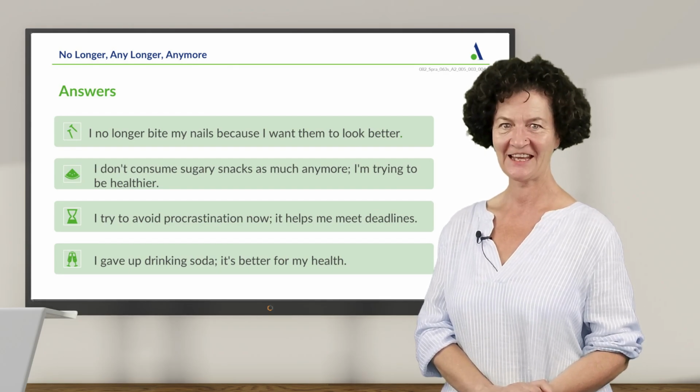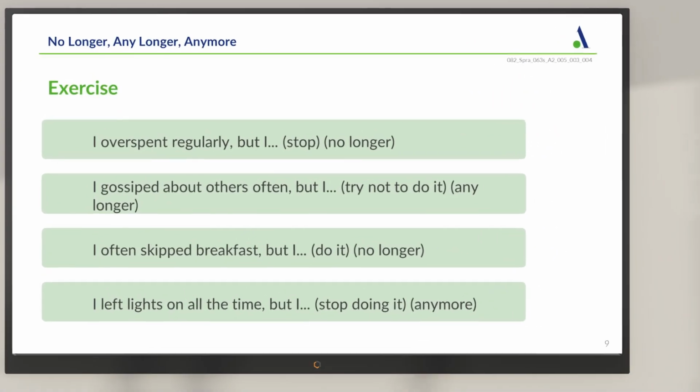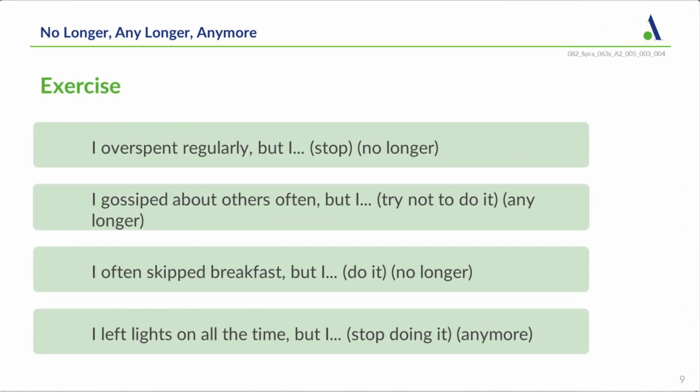Let's try, last but not least, another one. I overspent regularly, but I... I gossiped about others often, but I... I often skipped breakfast, but... and I left the lights on all the time, but I... So, take a short pause, fill in the gaps, rewrite the sentences, and whenever you're ready, we'll go through them together.